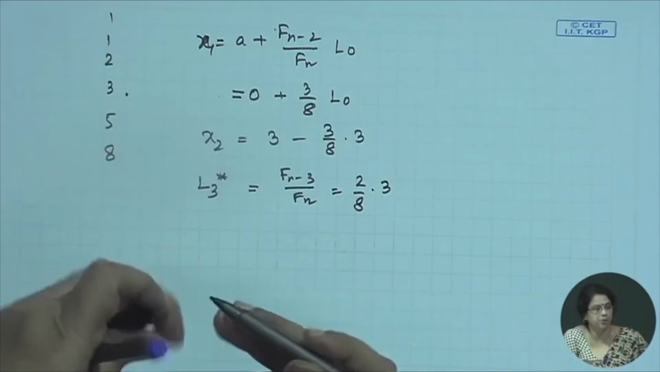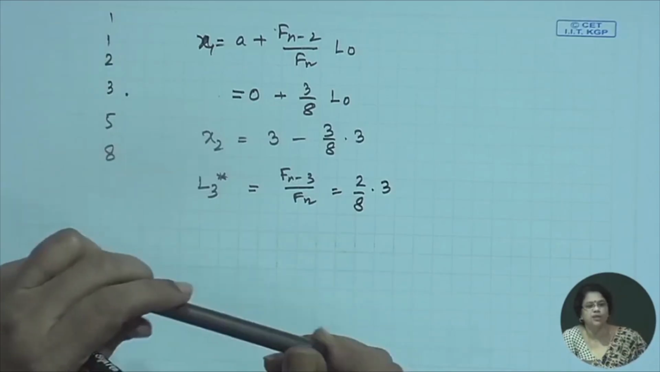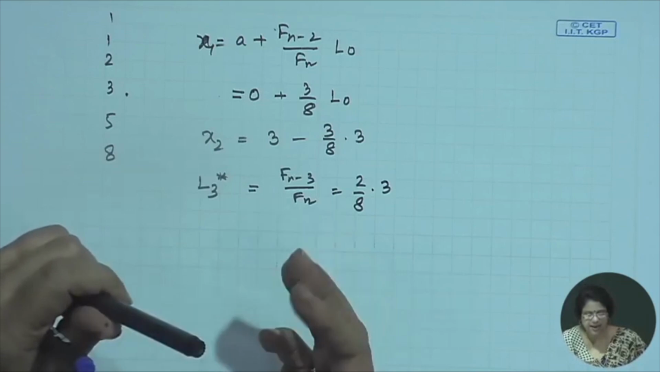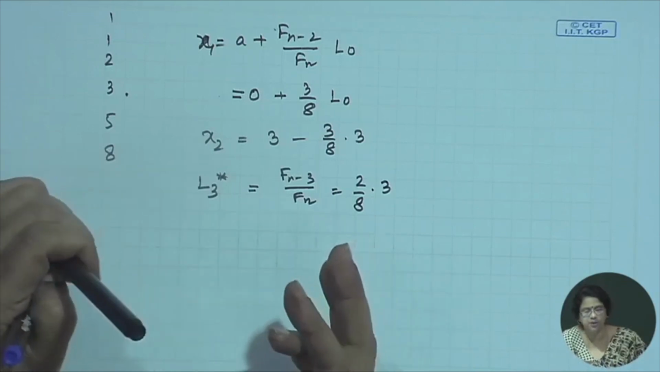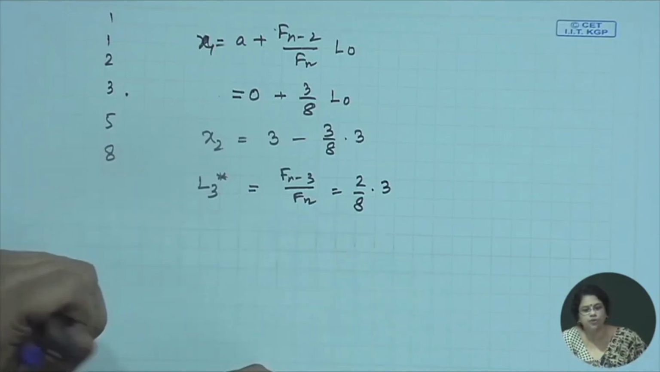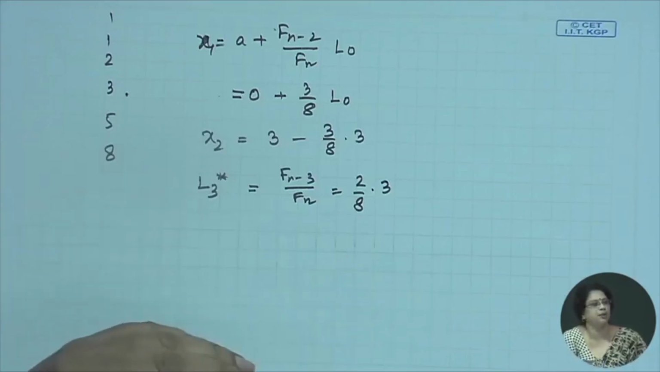Now, if I have to do more number of experiments, that is not really required for the Fibonacci method, because this is the n value, this is the minimum n value for getting the optimal solution.